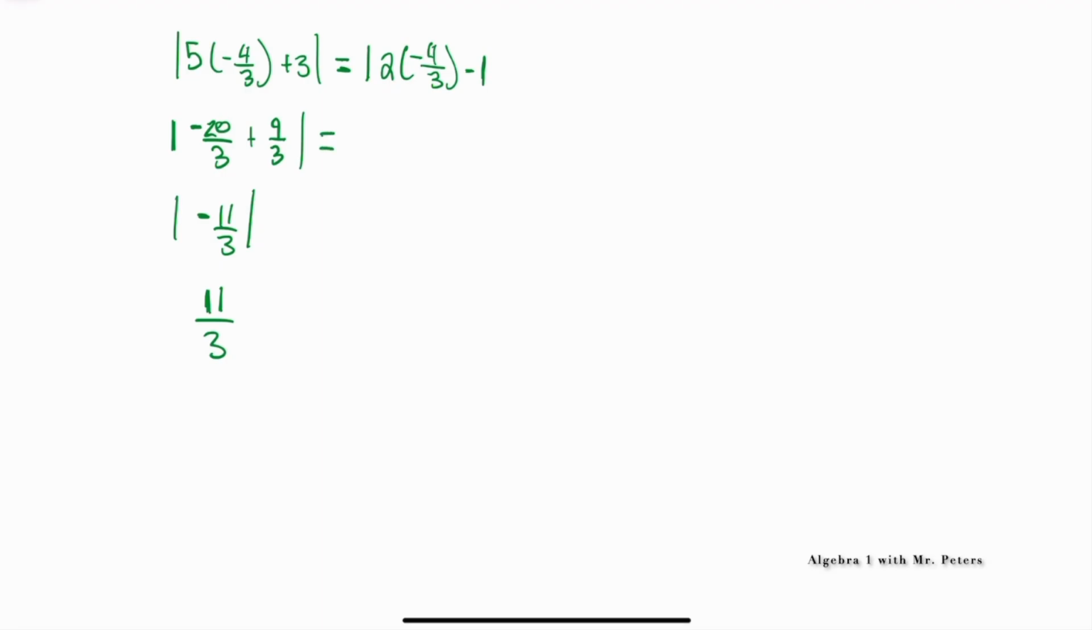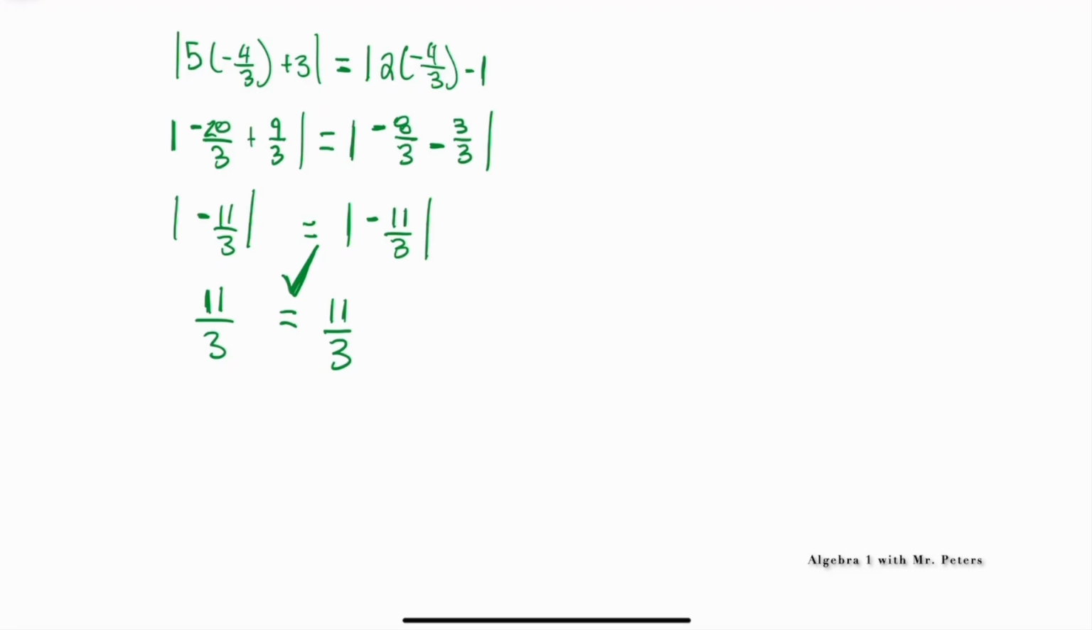Now on the right side, when we multiply 2 and -4, we're going to get -8/3 minus 1. But when 1 has a denominator of 3, this is the same thing as subtracting 3/3. So when we simplify, -8 minus 3 is going to give us the absolute value of -11/3. Once we take it out the brackets, we notice that both sides of the equation are equal to 11/3. So when x is -4/3, it is a solution.